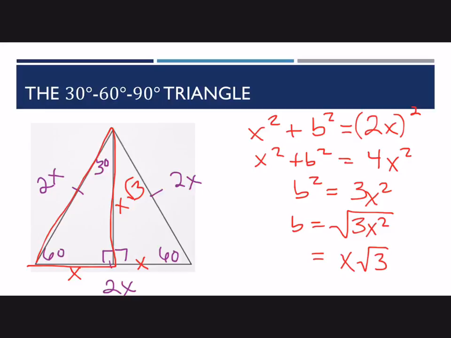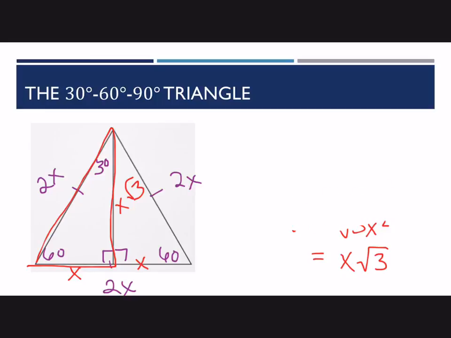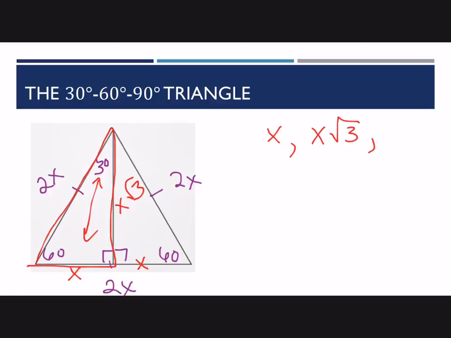So basically what we're saying is that the three side lengths for that triangle will always be: the shorter leg is going to be x, the one across from the smallest angle, 30, and then the longer leg is going to be x times square root 3, and then the hypotenuse is always double the shortest leg, so that's going to be 2x. So if you divide everything by x, the extended ratio is always going to be 1 to square root 3 to 2.